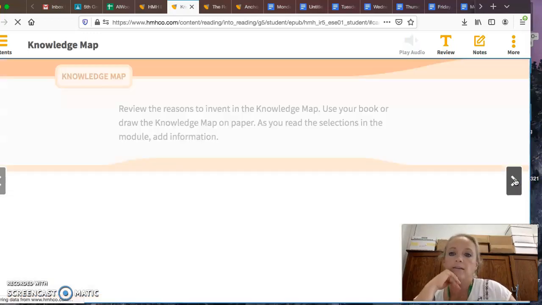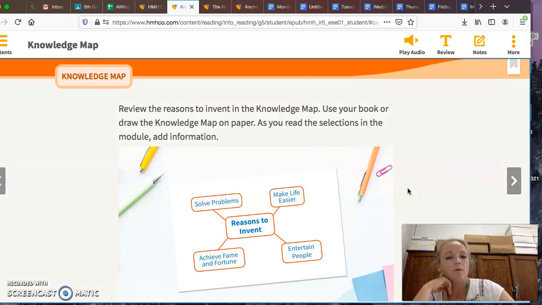Let's see. And if you move forward, we have our knowledge map. And this is a map that we're going to be using throughout the week to fill in, just jot notes down. It's in the hard copy where you can write in any other ideas as you're reading throughout the week. If you read a text that has examples of any of these, you could jot some notes in the book.